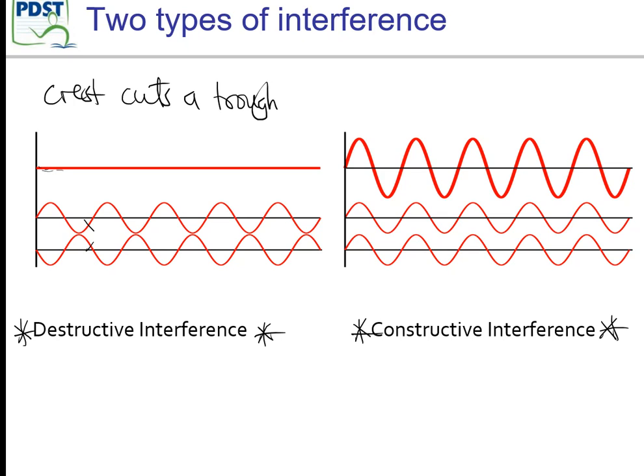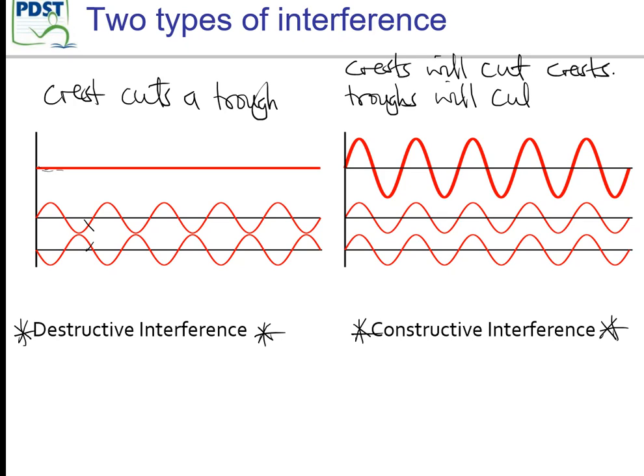In this type of interference, crests will cut crests, and troughs will cut troughs. And because of that, they enhance each other.